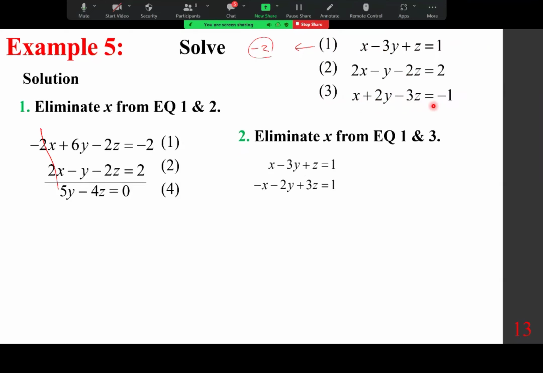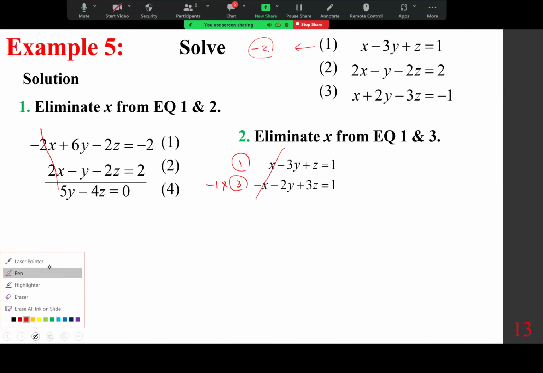So one more time. In essence, you have equation number 1 here, and you have -1 times equation number 3 here. These two will cancel each other, and it gives us -5y plus 4z equals 2.